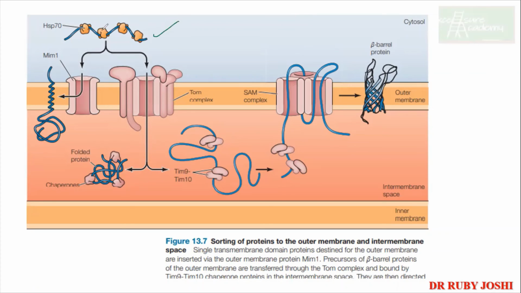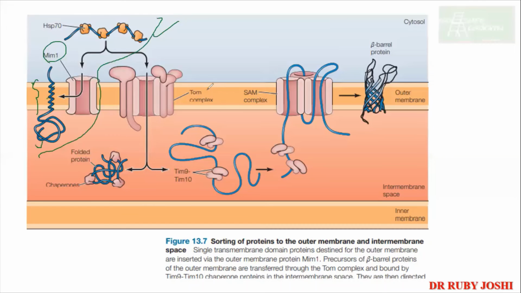So this much is clear, right? So the polypeptide chain is brought with the help of the HSP70 and it is kept in the unfolded state, right? Now, if this protein is meant for the outer membrane, this is alpha helices, okay? So it will enter the translocator MIM1, if it is a single transmembrane protein which is meant for your outer membrane. This much is clear? That's all there is. If it is a single transmembrane protein meant for the outer membrane, it will go through your MIM1. Okay.